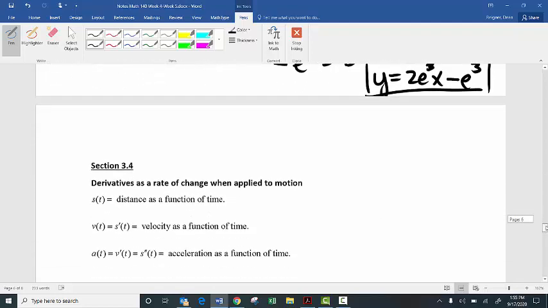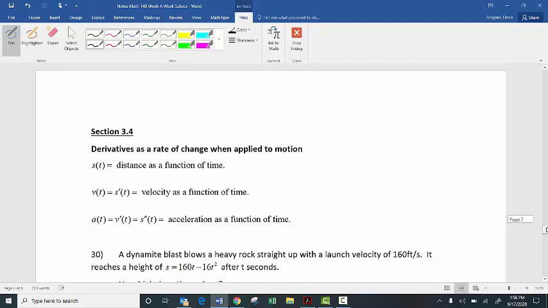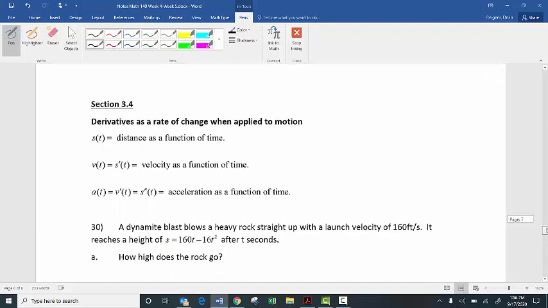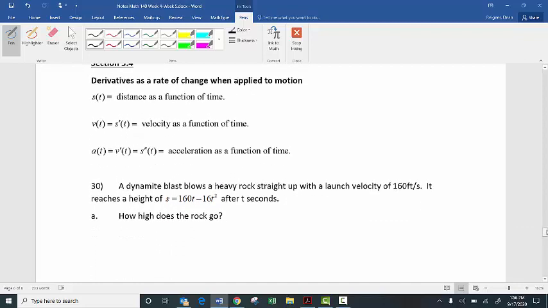All right, now we get into derivatives as they relate to motion. What S is, if you're not familiar with this, S is a distance function, or it might be a height function, depending on things. In this case, number 30, S is actually a height.